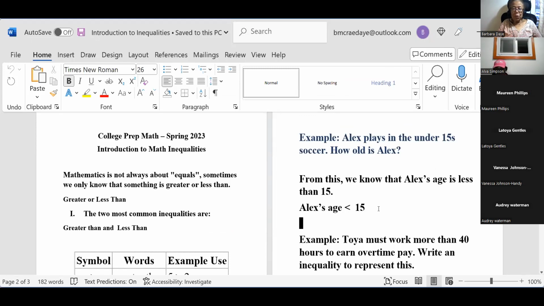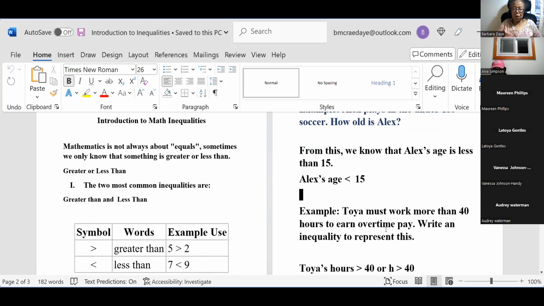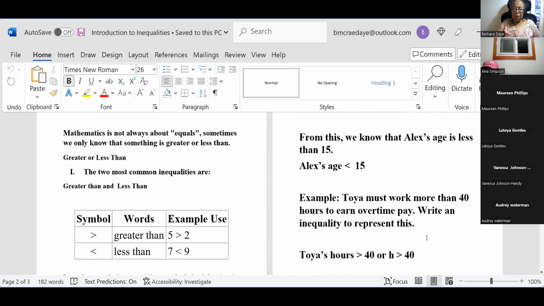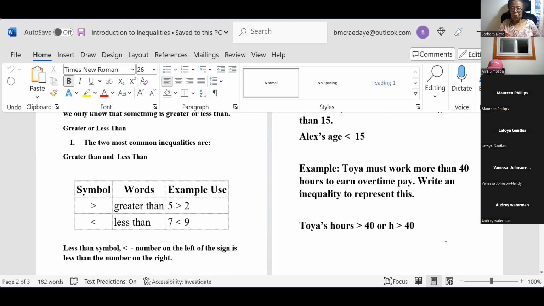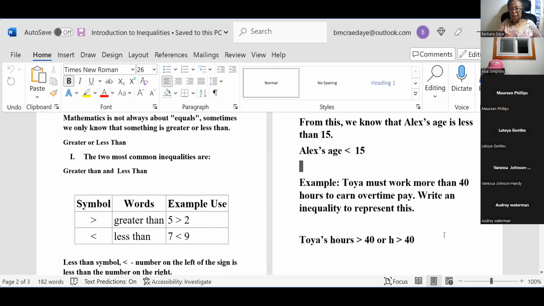So we don't know his age, but we know for him to play in this soccer league where you have to be under 15, his age has to be under 15, or less than 15. Now, let's take another one. Toya must work more than 40 hours to earn overtime pay. So we write an inequality to represent this. More than means greater than. So Toya's hours have to be greater than 40, or you could use H to represent her hours and say H greater than 40. Any questions on the greater than and the less than inequalities?